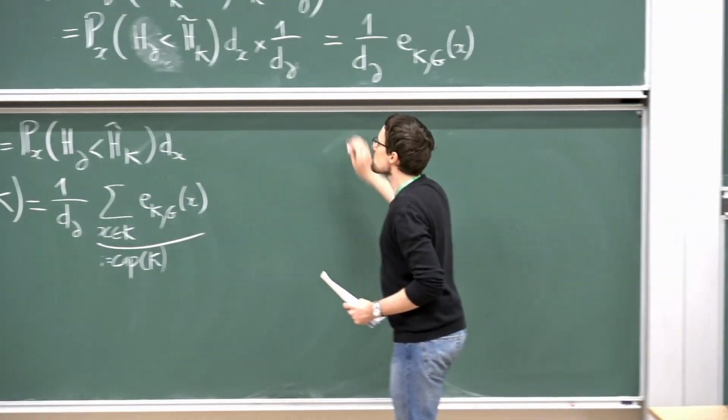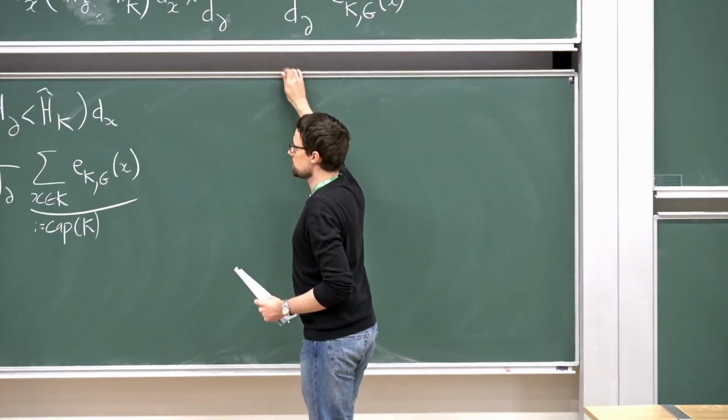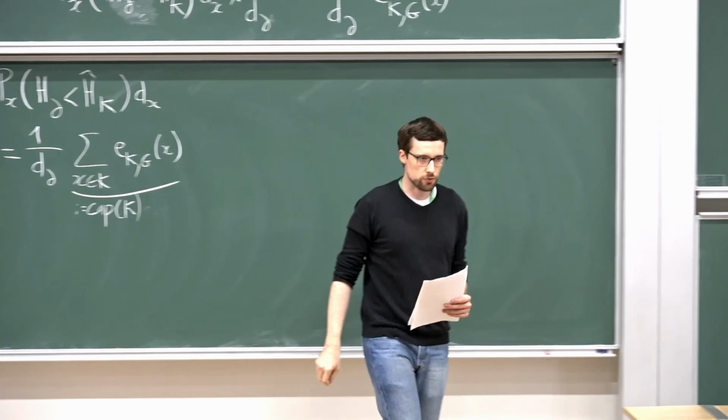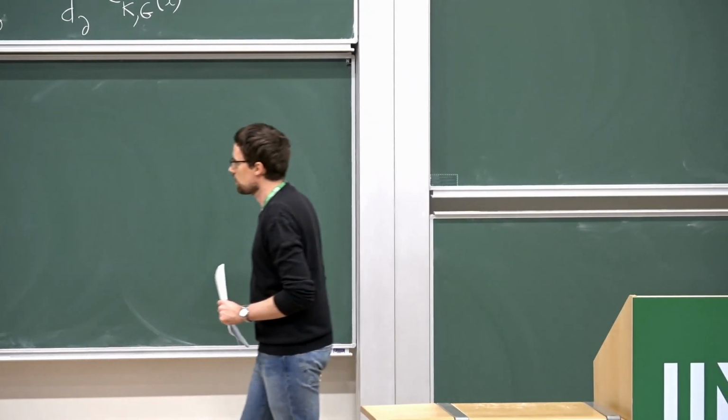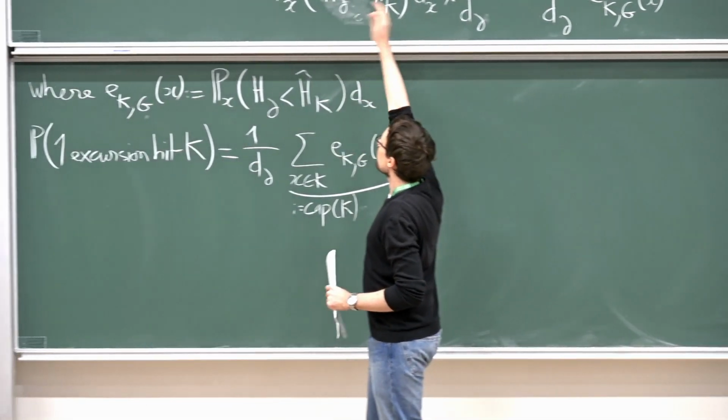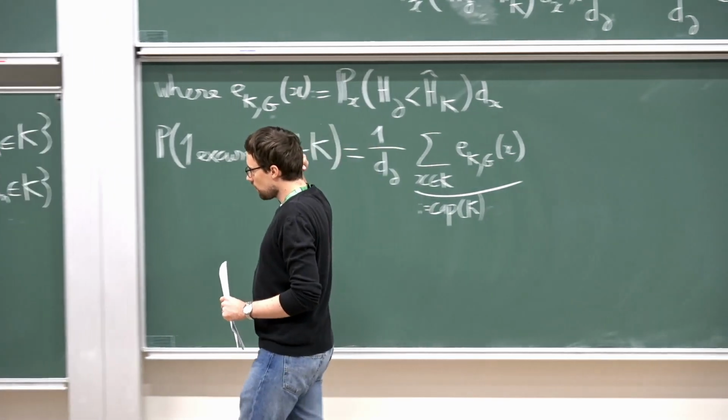Okay. If you know a bit about random interlacement, I've seen a few talks about it, you see that the capacity of the set is a central object, and this is where it comes from. It appears naturally when you do your time reversal property.